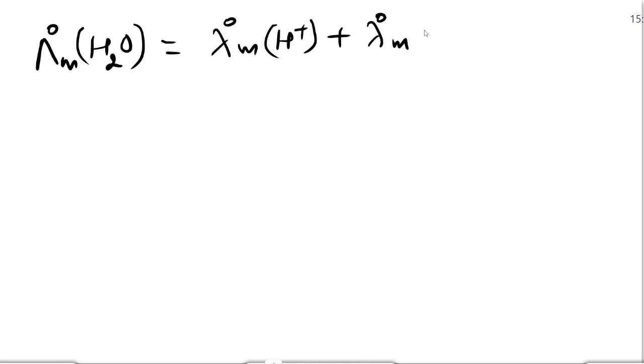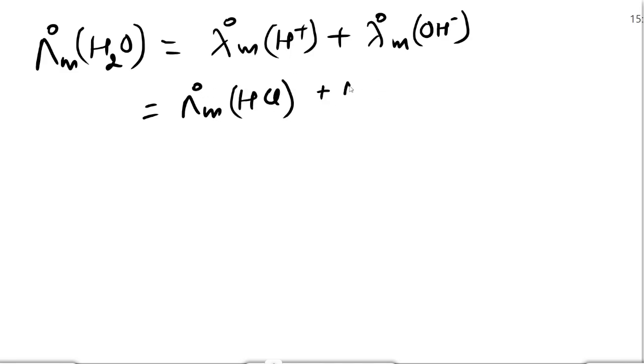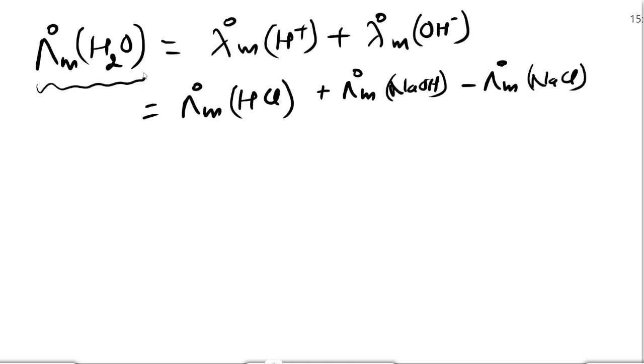Same, if we have to calculate lambda m naught of water, we make contribution from lambda m naught of H plus and OH negative. So again same case, H plus we can take from HCl, OH negative we can use NaOH, and if we remove NaCl from it, we can calculate lambda m naught of water. And this lambda m naught is the maximum conductivity that can be obtained from the electrolyte.